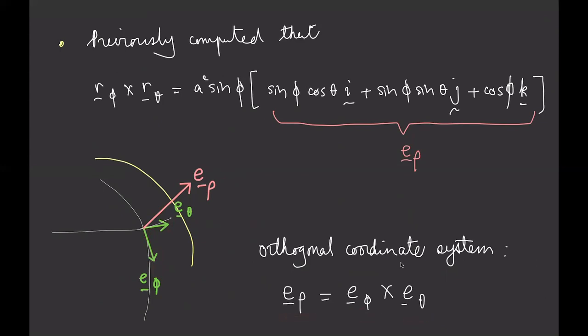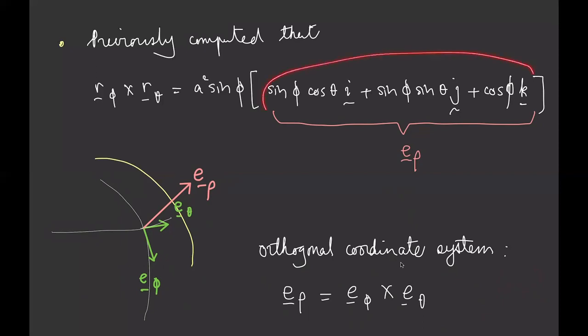There's an ordering here. If I take e_theta cross e_phi instead, I'm going to get negative e_rho in that case, right? Which is why when we have these coordinates, we have to write them in the correct order. So it's rho, phi, theta, to be a right-handed coordinate system. So that's something that we use. Okay, so we have this property here.